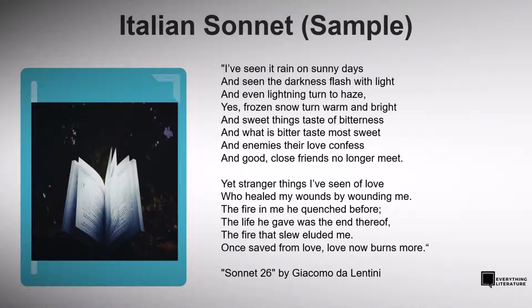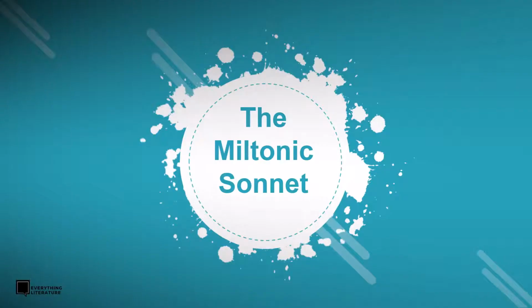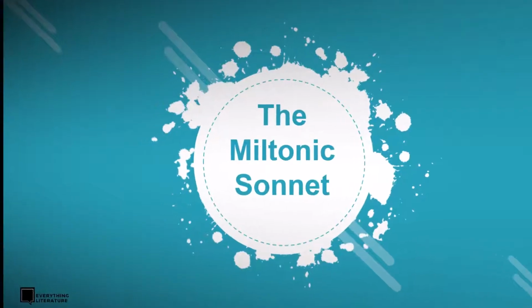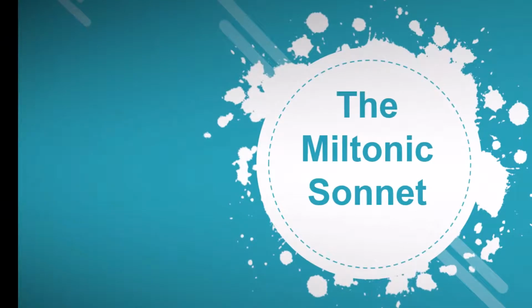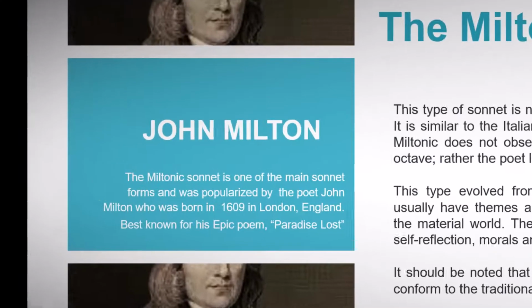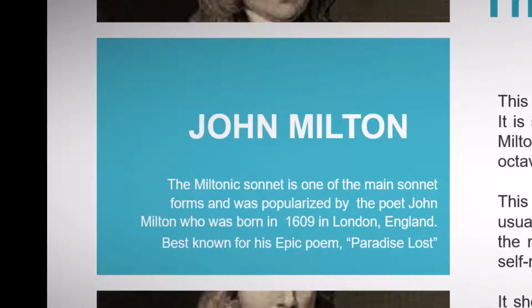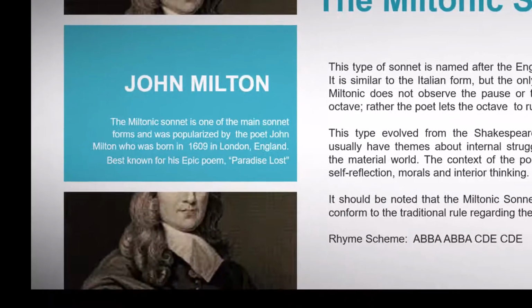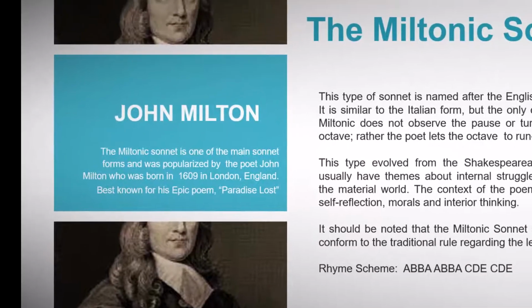So, who invented the Miltonic sonnet? The Miltonic sonnet happens to be named after John Milton. The Miltonic sonnet is one of the main sonnet forms and was popularized by the poet John Milton, who was born in 1609 in London, England. Best known for his epic poem Paradise Lost. You must have heard of the poem Paradise Lost.